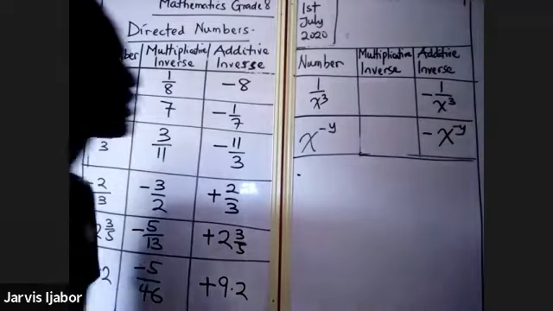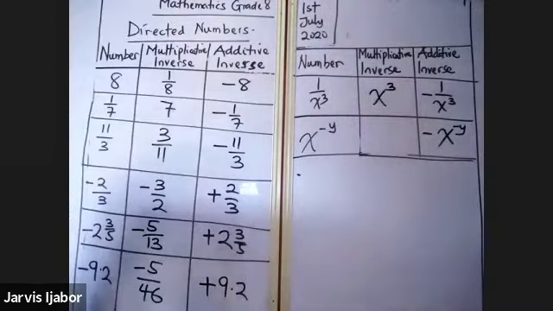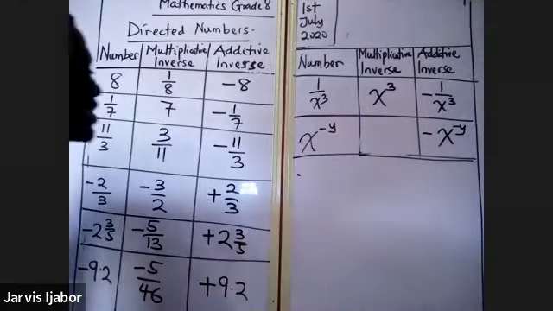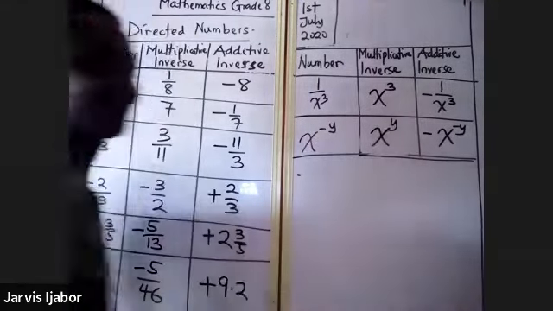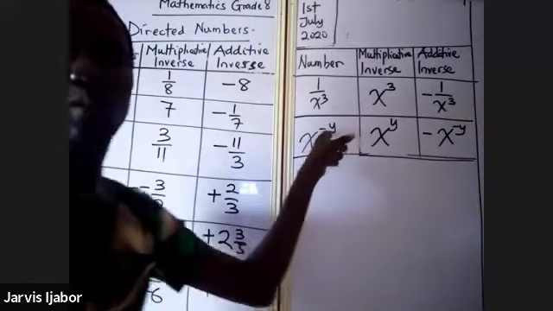But for multiplicative inverse, this will turn. And for this one, it will simply be what? X to the power of y. So the index turns to what? Positive.